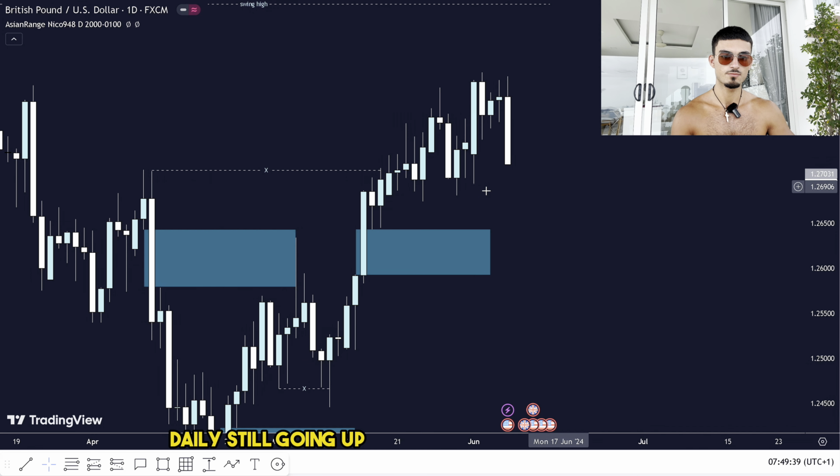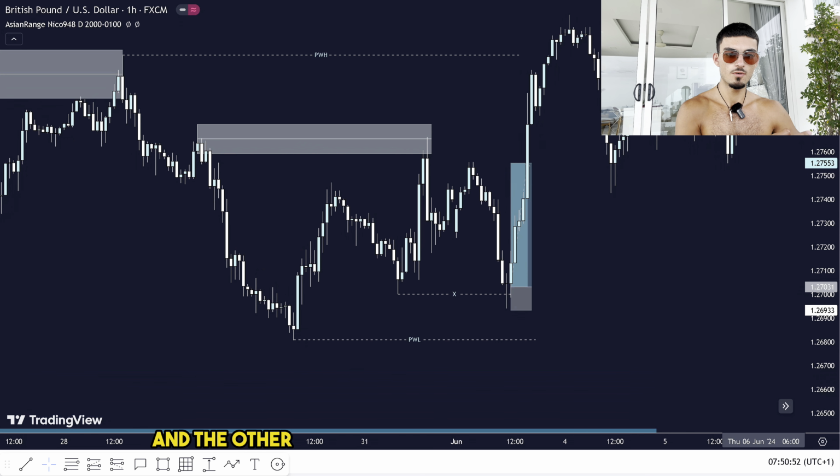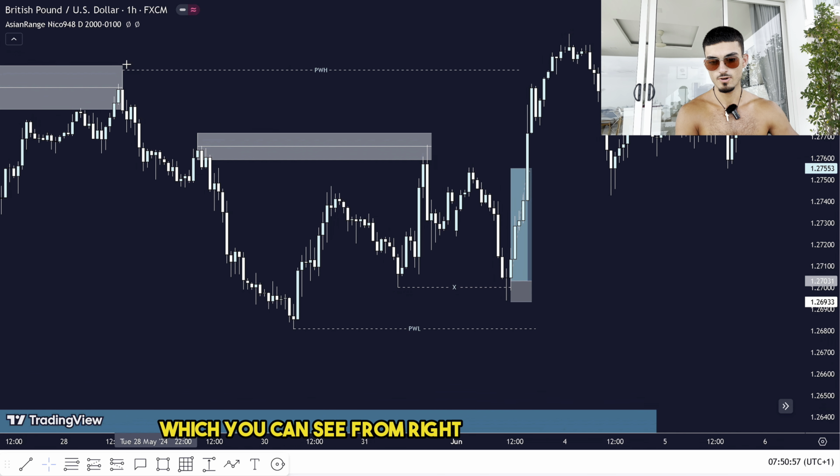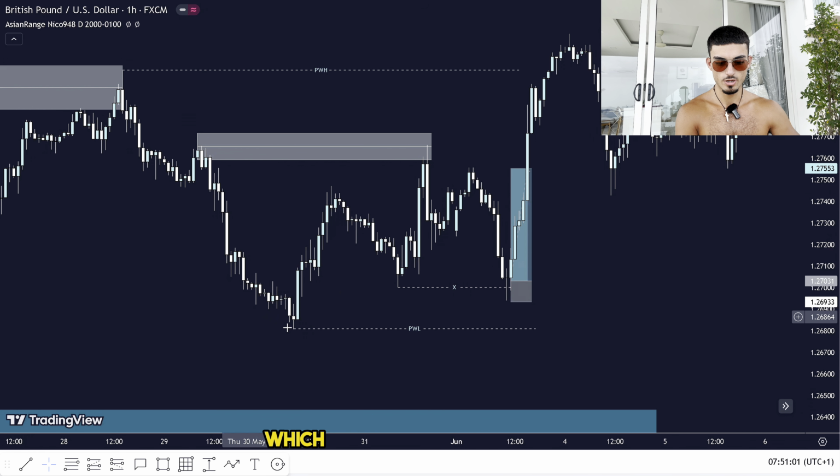Daily still going up and the weekly still going up. So my bias for the Monday is going to be buys. Now, the other thing that I like to do when it comes to higher time frame analysis is I like to mark out my previous week high, which you can see from right up here, and also the previous week low, which is right down here, okay?